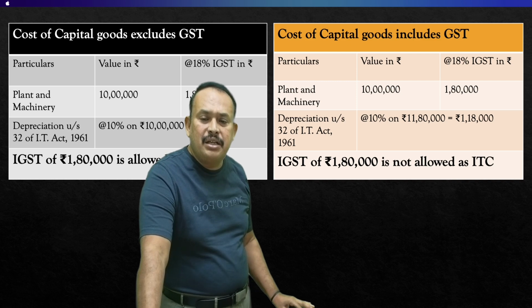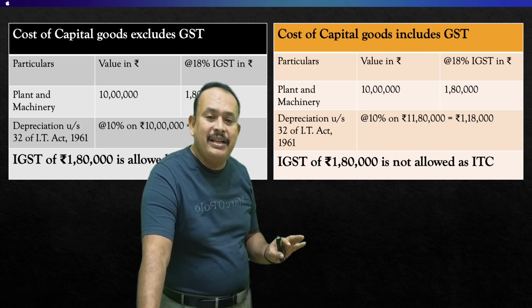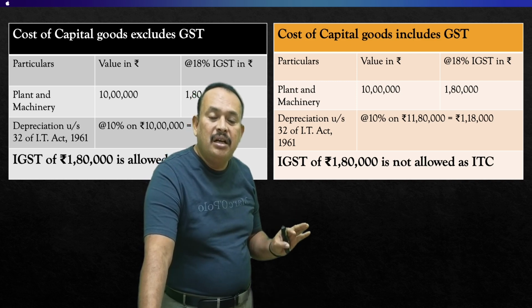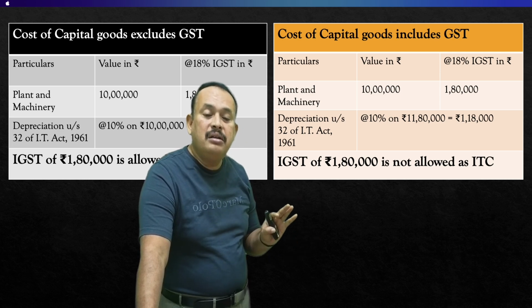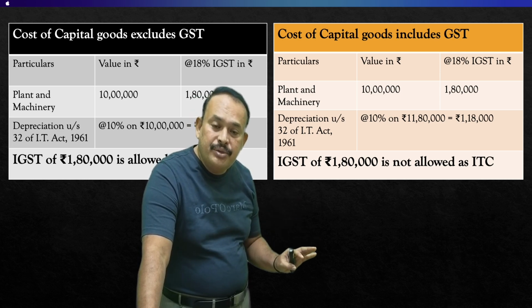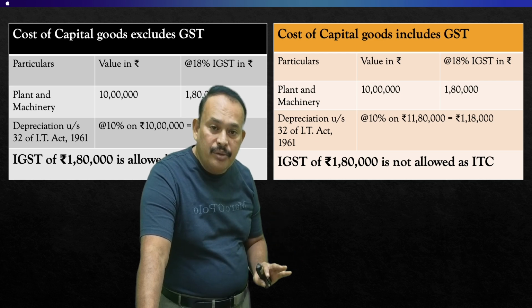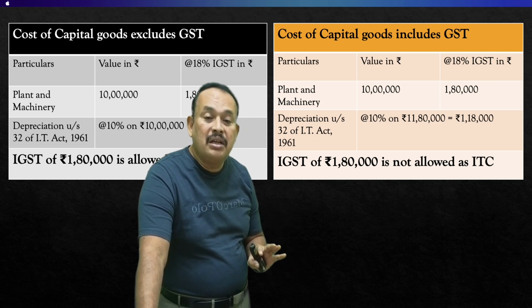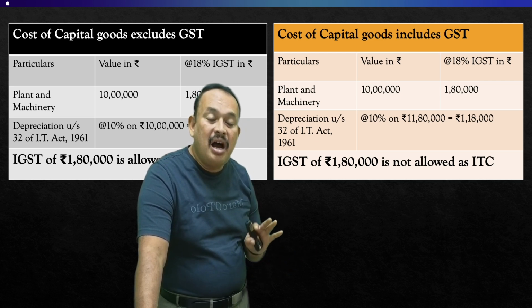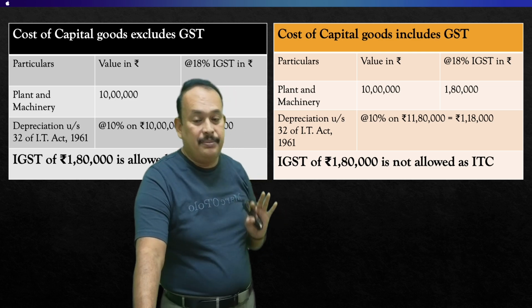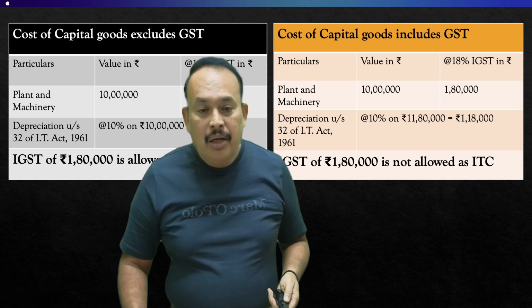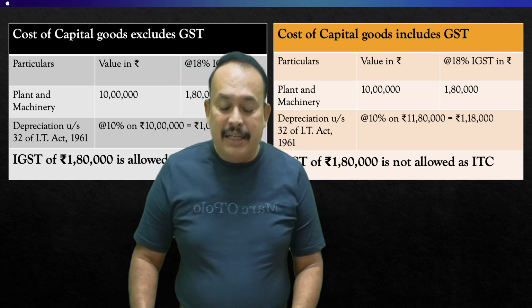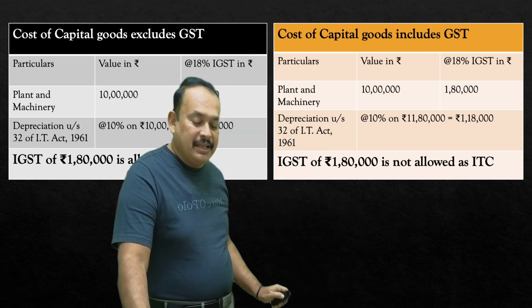So, in a nutshell, Section 16 subsection 3 of the CGST says that ITC on GST on capital goods is allowed if you are not claiming depreciation on such GST part under the Income Tax Act. As simple as this. Any doubt, my dear friends, in the given case? Clear, sir. Very clear. Very good.